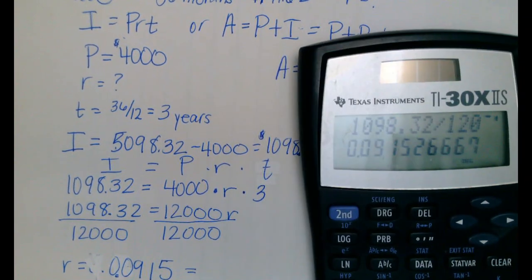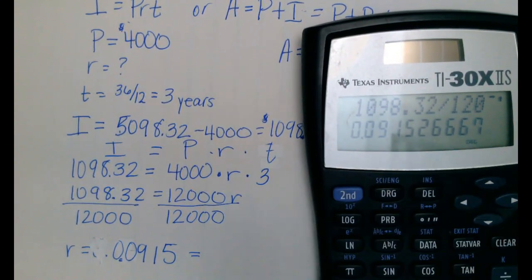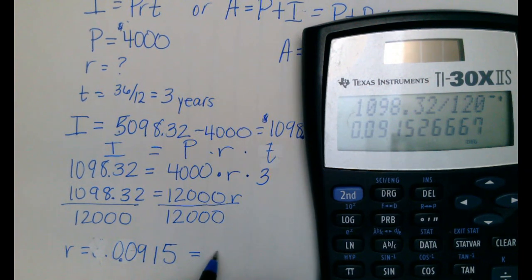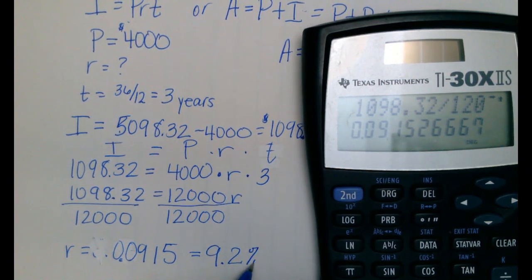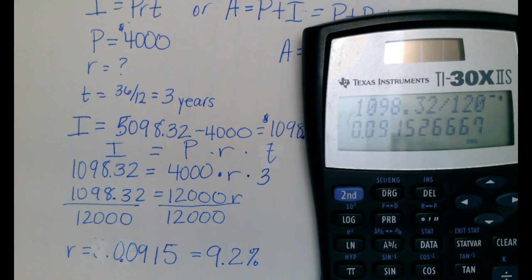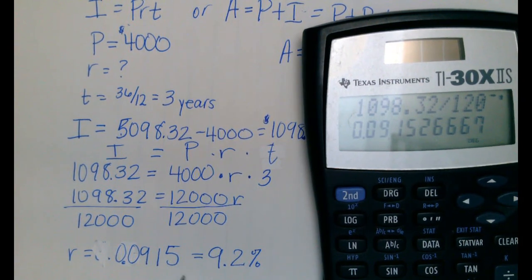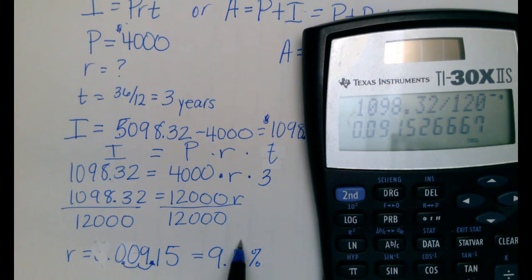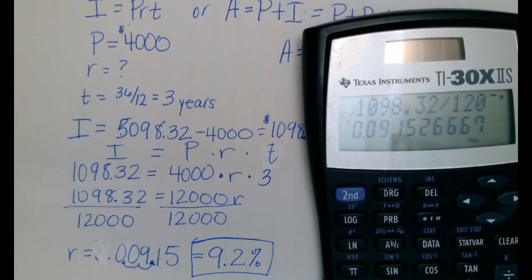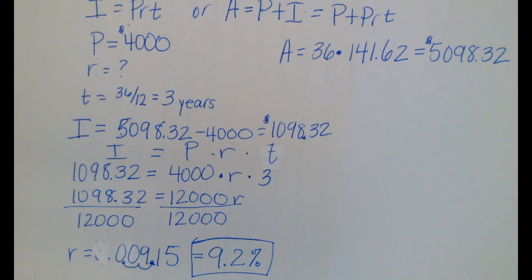So this is 9.2. Notice I didn't round here. I wrote down a whole bunch of numbers and then I rounded. 9.2%. So I wrote down numbers without rounding and then rounded to the nearest tenth. So that's how you work out a problem when they're asking you to find simple interest, or the simple interest rate, or the time. Well, normally the interest rate.